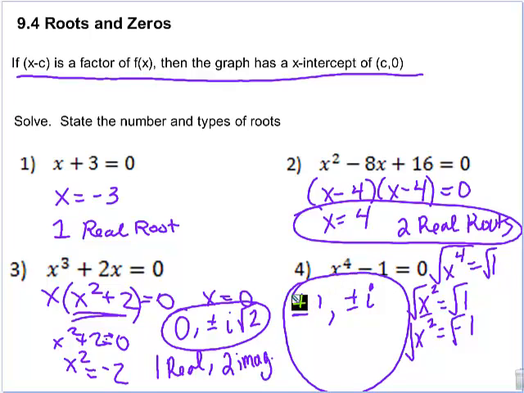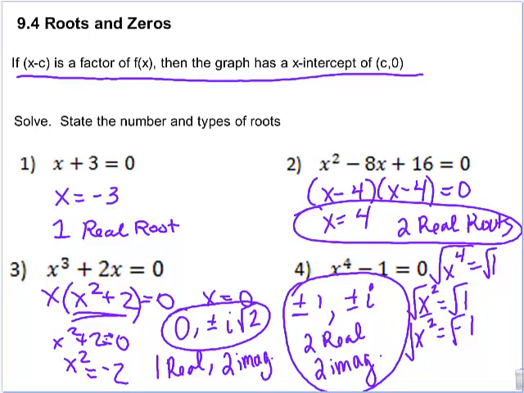So what are the numbers and types of roots here? Yep, 2 real and 2 imaginary. Okay, now what I want us to look at is the number of roots we ended up having and then the highest exponent of the polynomial, or the degree of the polynomial.